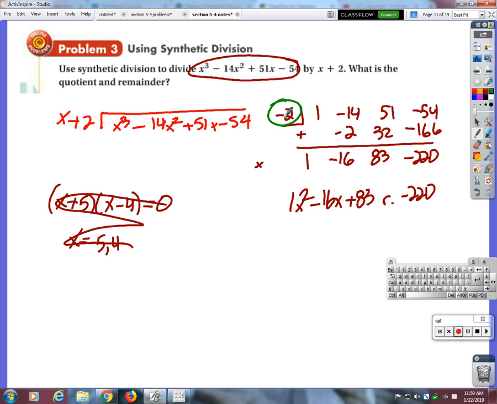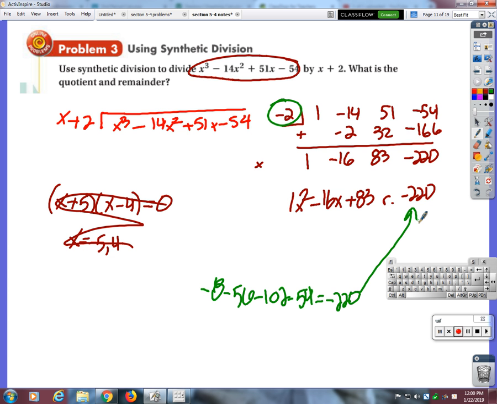So if I plug in -2 here, what's -2 cubed? -8. And then -2 squared is 4. 4 times -14 is -56. Then -2 times 51 is -102. And then I have a plain old -54. If I do all that on a calculator, guess what I get? -220, which not coincidentally is the same as the remainder, okay?